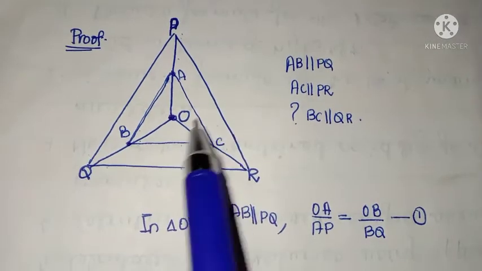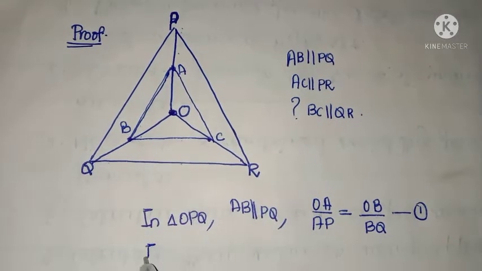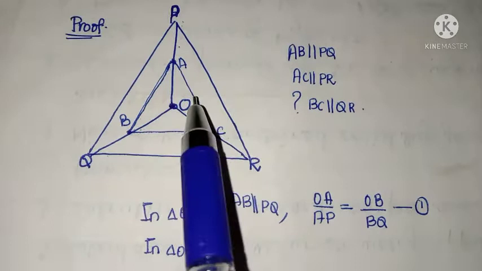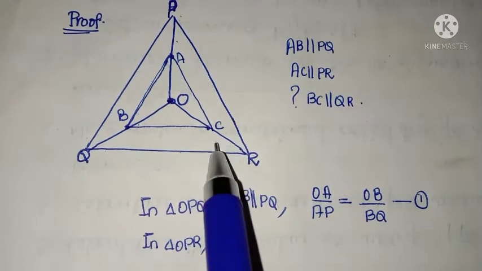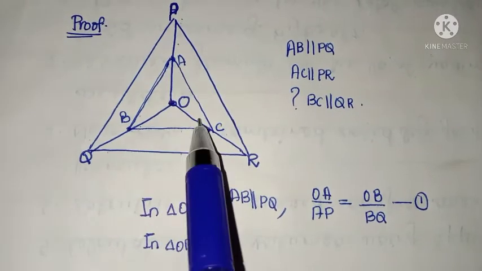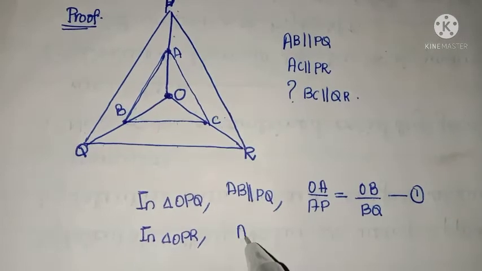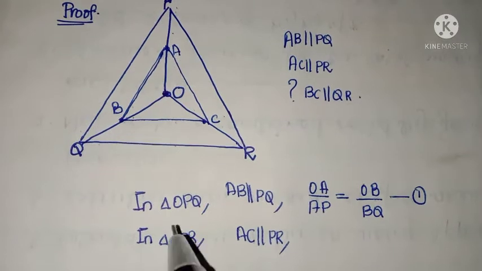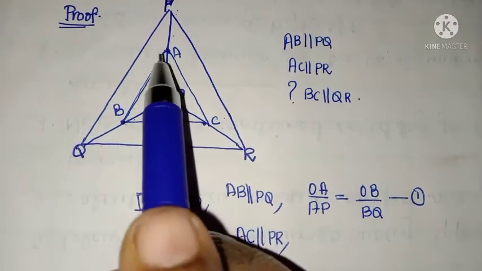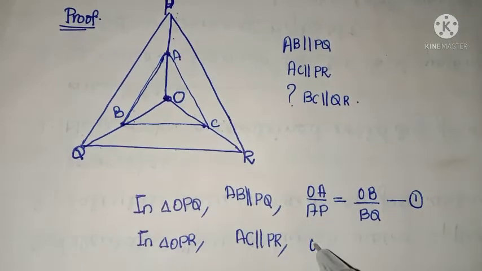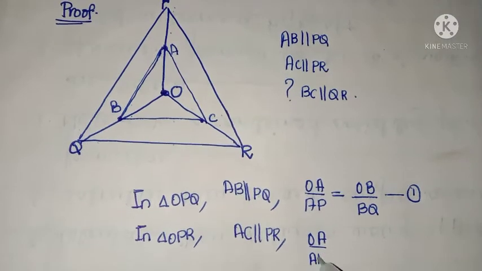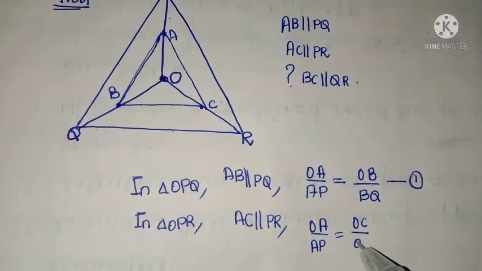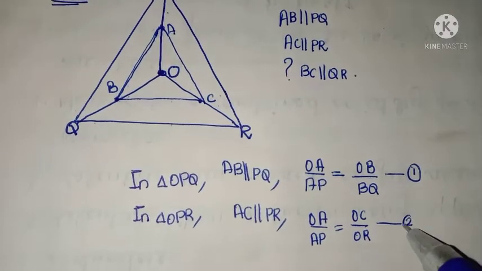Now take this triangle OPR. In this triangle, what are the parallel lines? Yes, AC and PR. So AC is parallel to PR. Then by Thales theorem, OA by AP is equal to OC by CR. Okay, put it as equation number 2.